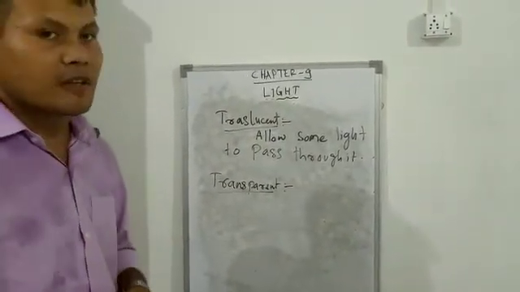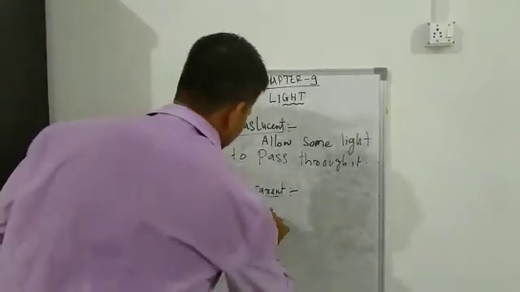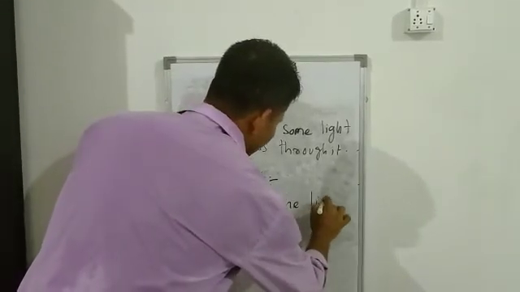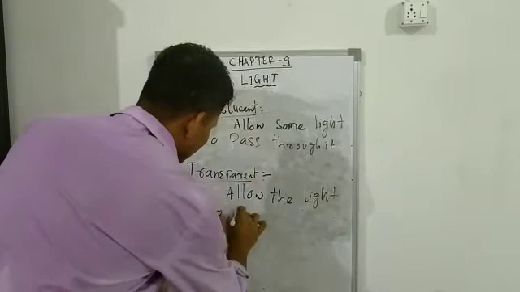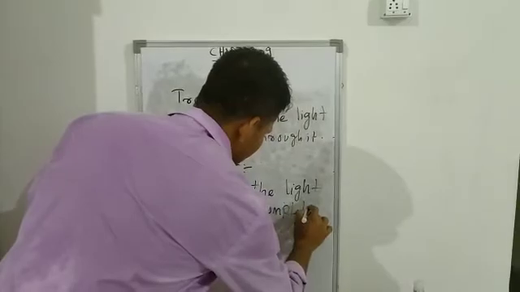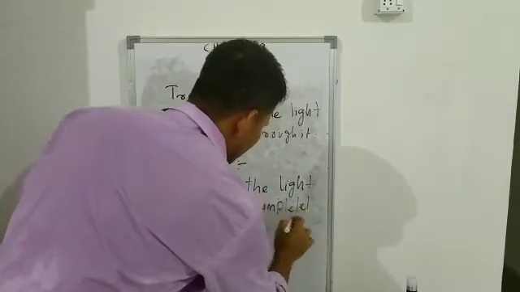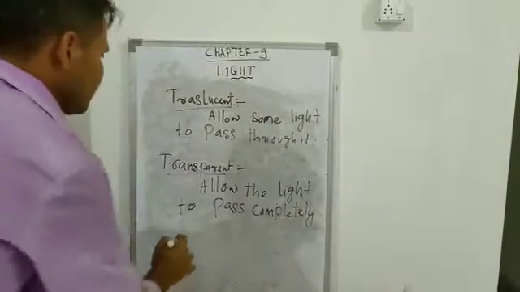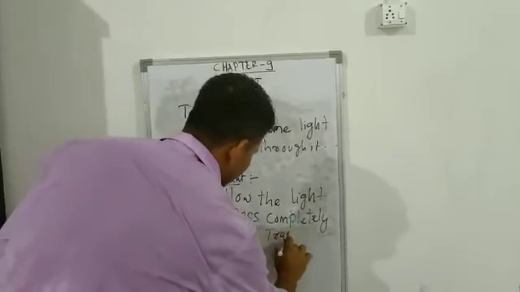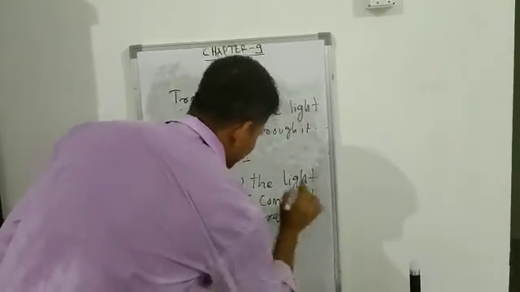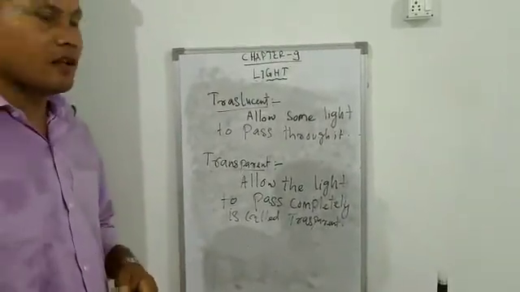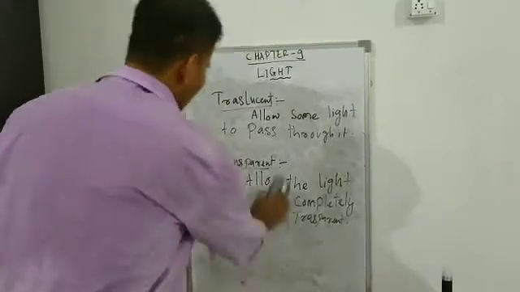So two examples can be given as the glasses. These allow the light to pass completely. Okay, completely is called transparent. Okay, an example, as I have mentioned, glass and water. So I hope you understood this.